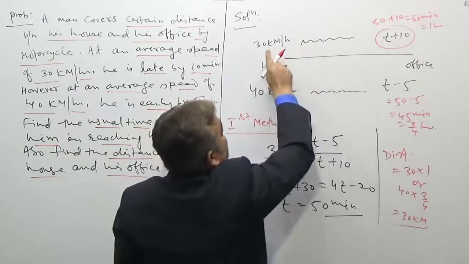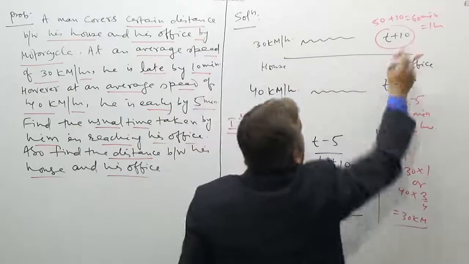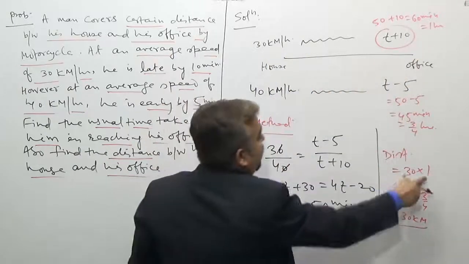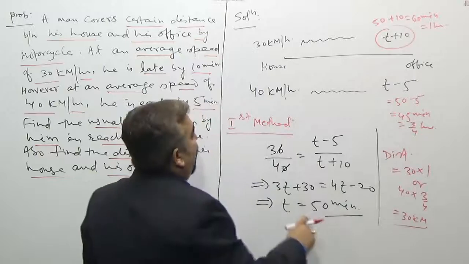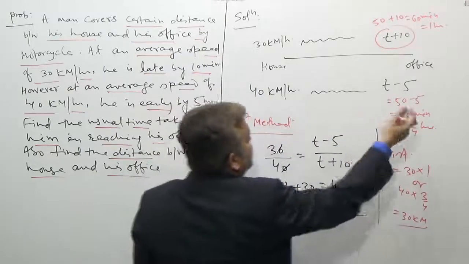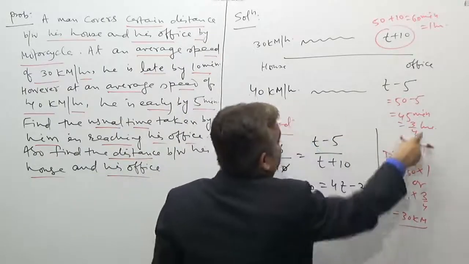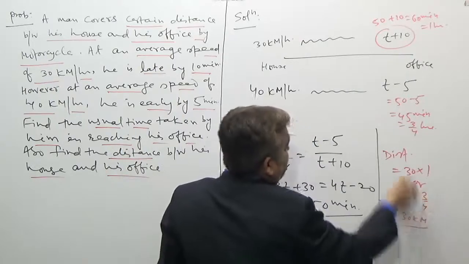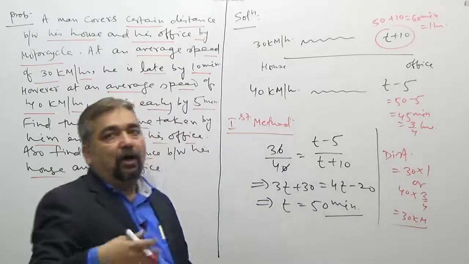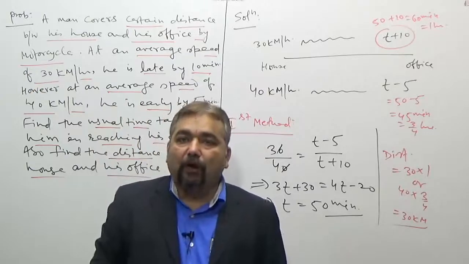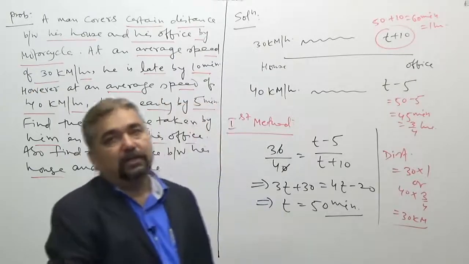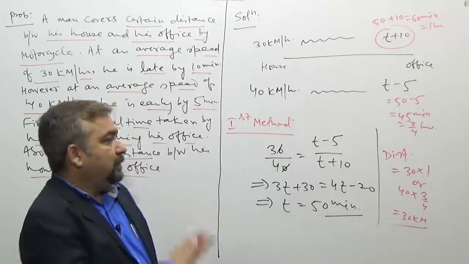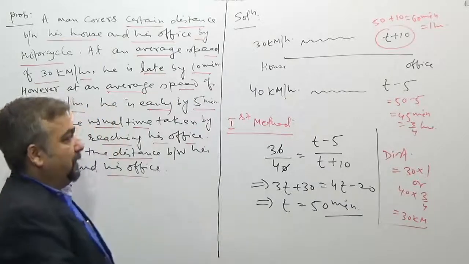With this 30 speed kilometer per hour, in 1 hour how much distance is covered? 30 into 1, speed into time. Or with the speed of 40, how much distance is covered? That is 40 into 3 by 4, again 30. So the distance covered is 30 kilometer, or you can say distance between his house and office is 30 kilometers. This is the first method with the help of ratio.